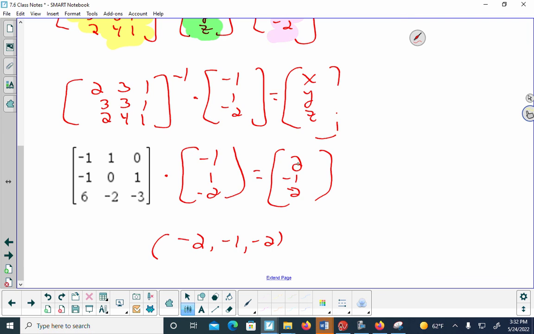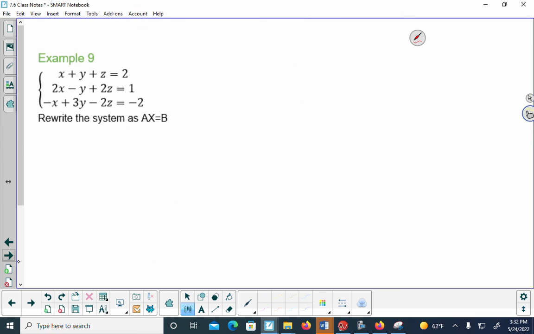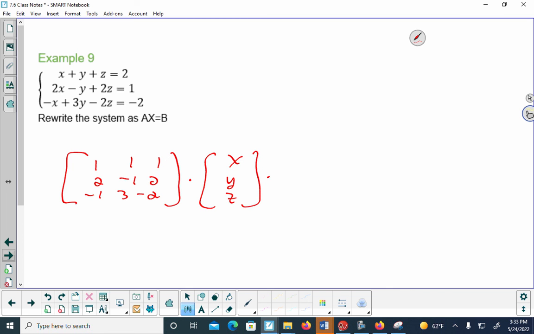So let's do another one real quick. And I know I'm over my 30-minute limit, but here we go. So I am going to do the same thing. I'm going to write down what I'm doing first. So I want to rewrite it as AX is equal to B. So I'm going to rewrite it as 1, 1, 1, 2, -1, 2, -1, 3, -2, times my x, y, and z is equal to my answers, which are 2, 1, and -2.